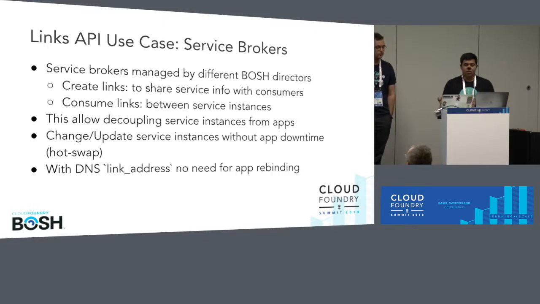And with the DNS feature, which is already there in BOSH, the addresses associated with the links that are created are DNS addresses. So rebinding apps is going to be significantly less problematic, because if the address associated with the service instances or the links is DNS, then you don't have to rebind your app every time you redeploy your service. So there's less downtime for your app, and you can manage your services better in the background without impacting any app changes.